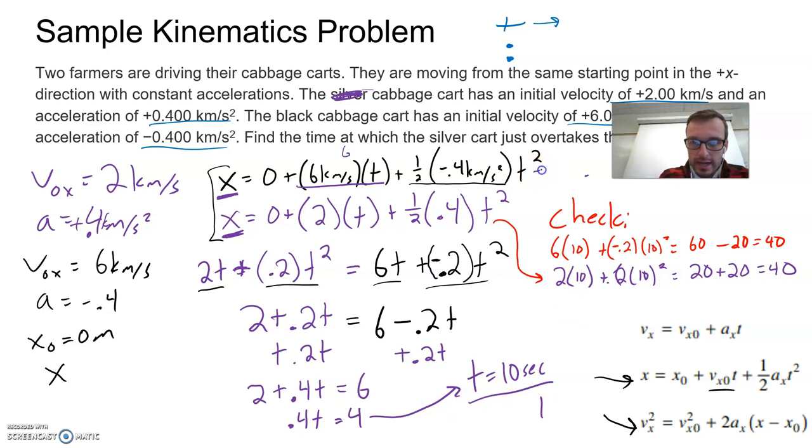And then if you look up at the top, I did a check, which is always a good thing to do, and that's how I caught my error and didn't make a video with the wrong answer. I went ahead and plugged in 10 seconds to that kinematic equation, and it tells me that the black cart would be at a position of 40 meters after this 10 seconds of motion. And then it tells me also that the purple cart would be at 40 meters.